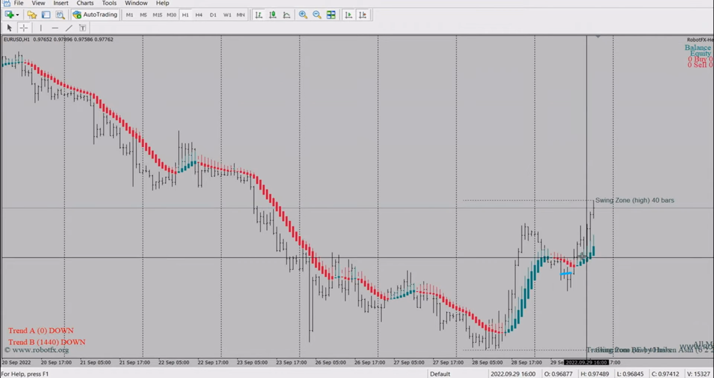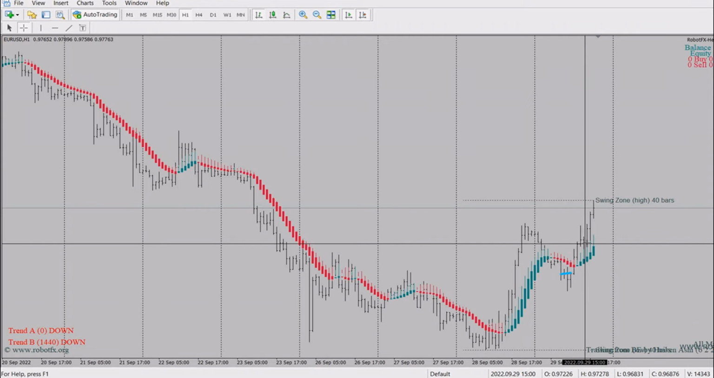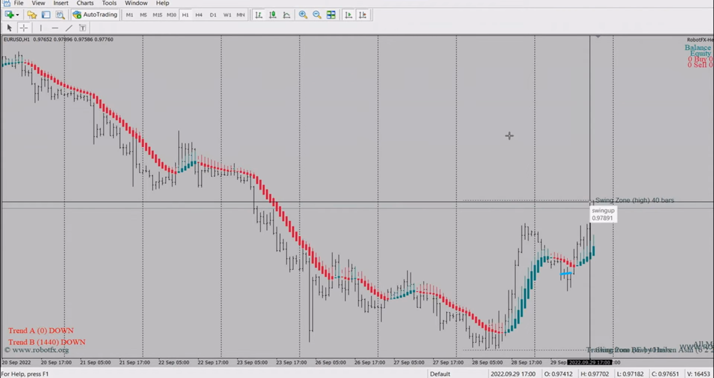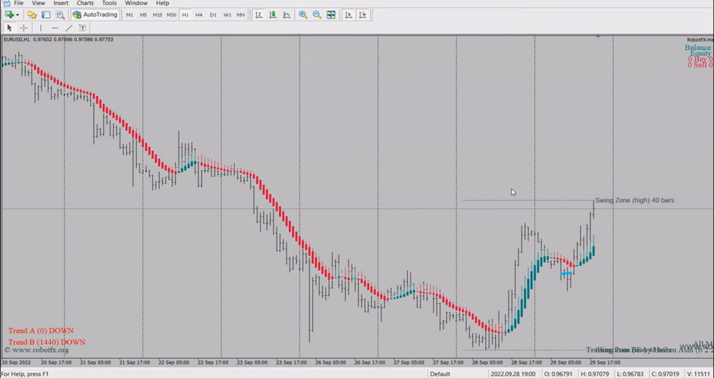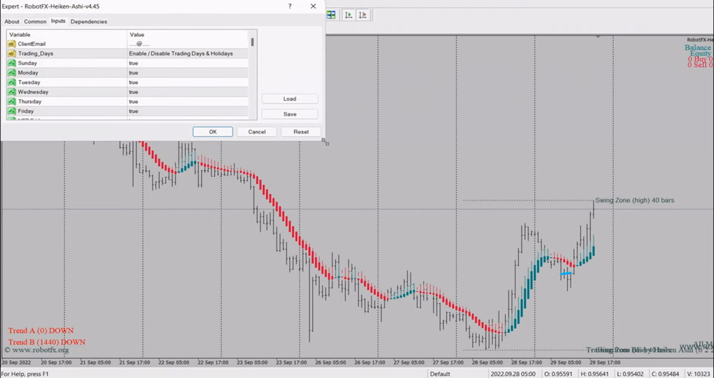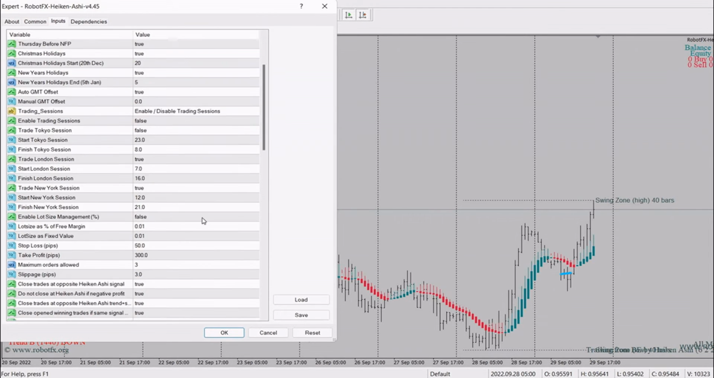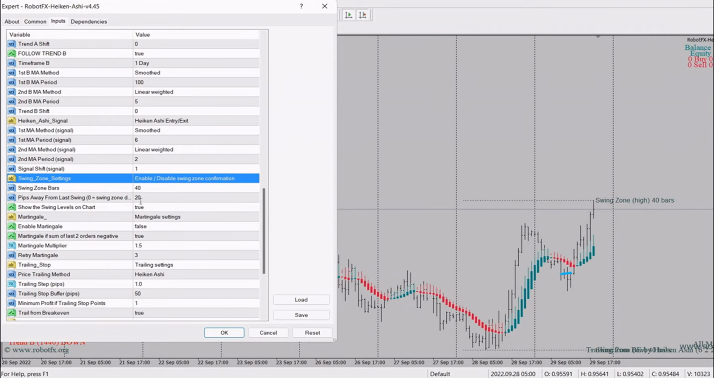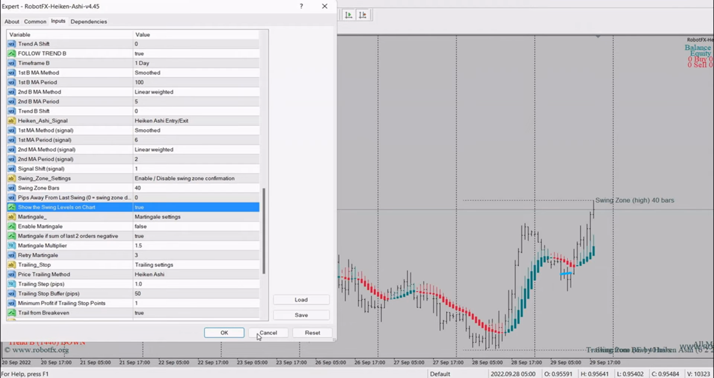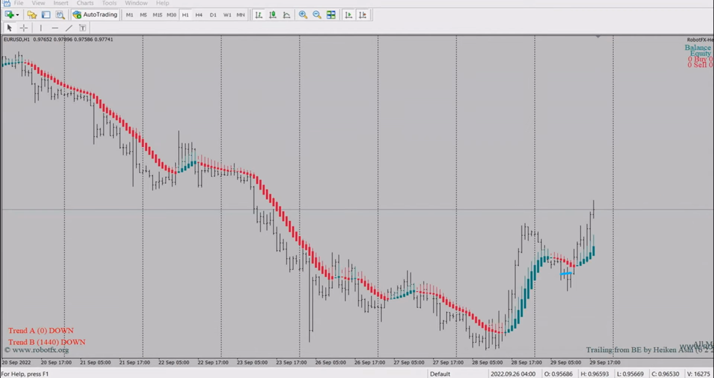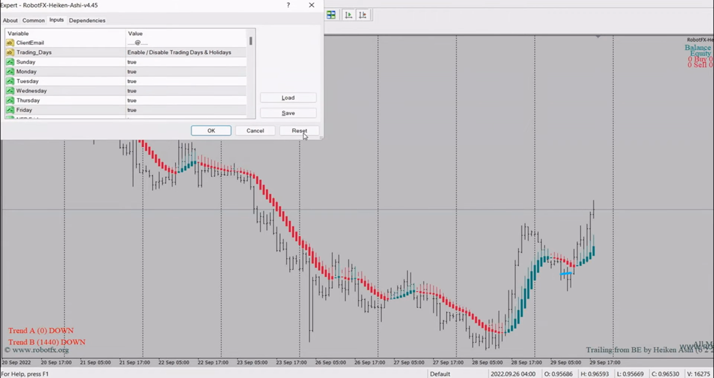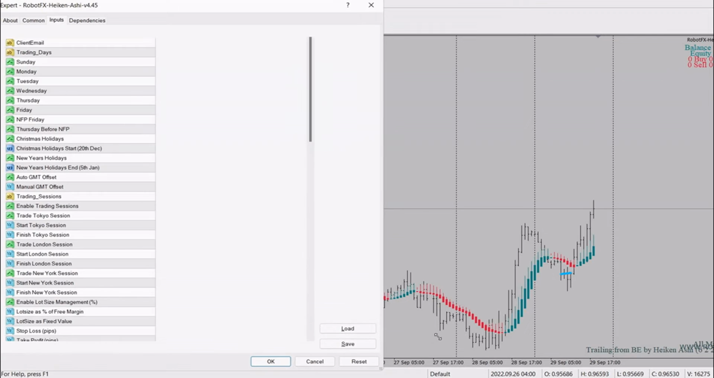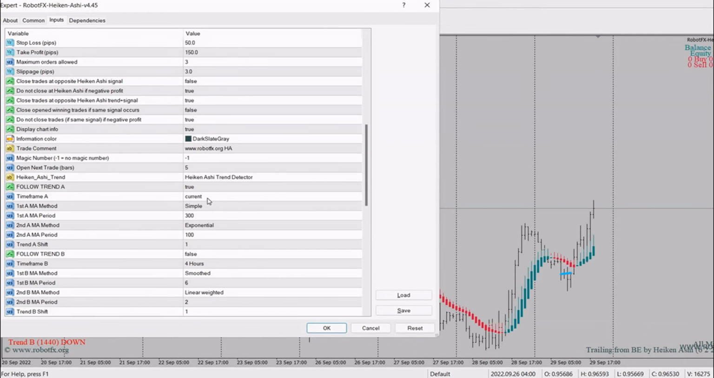However, the idea is this: the opposite happens with the buy. For the buy, the price must be at least 20 pips away, this time from the highest high that the price created within the last 40 bars or 40 candles. And this is about the swing zone confirmation. It is a very useful feature and I make use of it. However, as I have said, if you don't need it, set it to 0 and the swing zone bars will also disappear from the chart, making maybe things more clear.